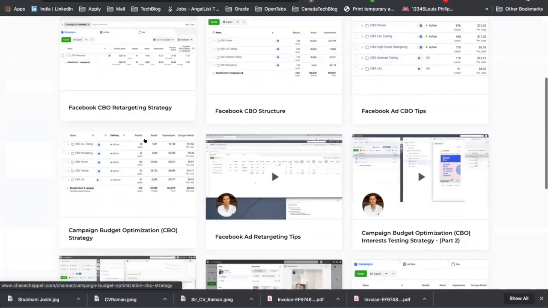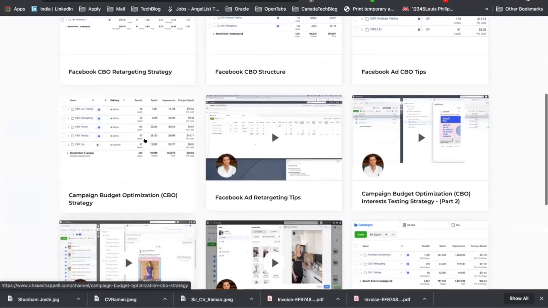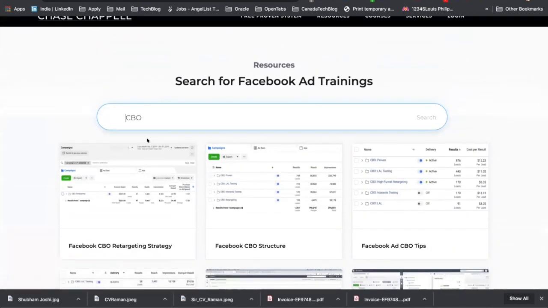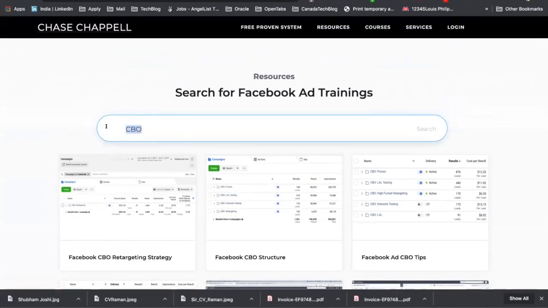Sure, makes sense. Perfect. And any particular kind of creative which you would suggest that we should be using? We have seen that a single image creative has worked best for us in the past. Has that been your observation as well? Yeah, typically they do. Yeah, single image.